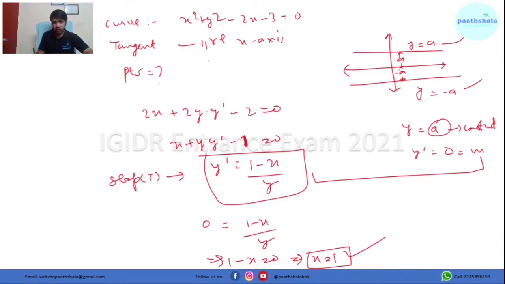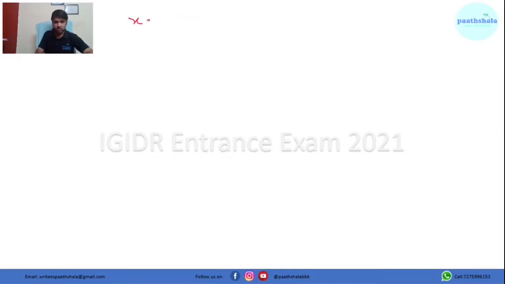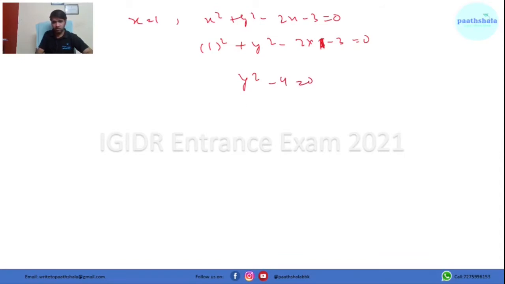Now, in order to find out the value of y, we have to put this value of x equals to 1 in equation 1. So at x equals to 1, x square plus y square minus 2x minus 3 equals to 0. Putting it in, this is 1 square plus y square minus 2 into 1 minus 3. On solving, we get minus 5 plus 1, so this is y square minus 4 equals to 0. So y will come out to be plus minus 2. So we are getting 2 points, 1 comma 2 and 1 comma minus 2.